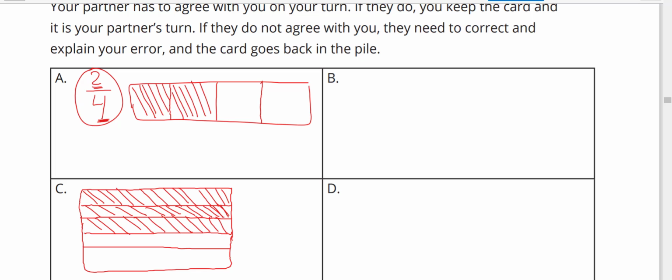When we write this fraction, we must count all parts in the shape. Count 1, 2, 3, 4, 5. And write 5 in the denominator. And how many shaded parts are in this shape? 1, 2, 3. So write 3 in the numerator.